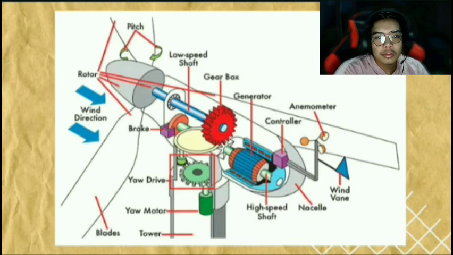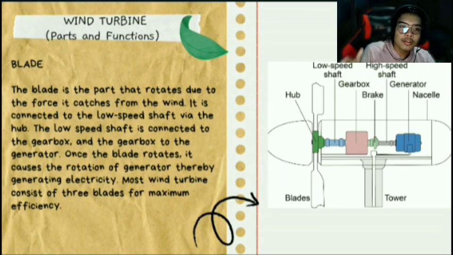So, next, pupunta tayo sa parts. Nakikita niyo lang sa parts, dito yung rotor, pitch, low speed shaft, gearbox, generator, controller, anemometer, wind vane, nacelle, high speed shaft, yaw drive, yaw motor, tower. So, tatalakayin natin lahat yan later. So, wind turbine, parts and function.